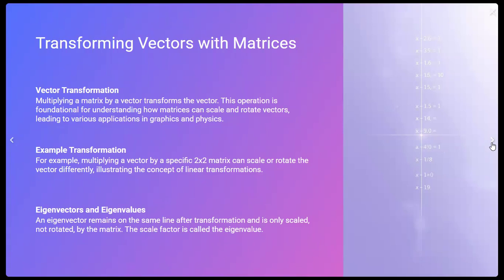Why it matters? Robotics. Robot arms use matrices to calculate joint movements. GPS. Your location on maps is transformed using matrices. Eigenvectors and eigenvalues. These are special vectors that don't change direction when transformed, just their length scales. Used in facial recognition, identifying unique face features, and in quantum mechanics, describing particle states.